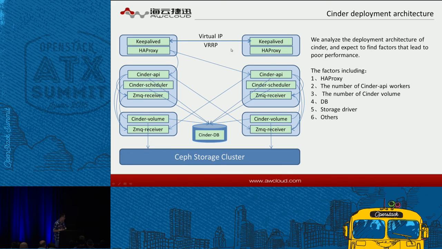This is the deployment architecture. We determine the number of Cinder APIs by the HAProxy log. HAProxy has a lot of information about each request, and in each log line there is a field for the response time of the backend service. So we can determine the number of APIs by the response time of each request.